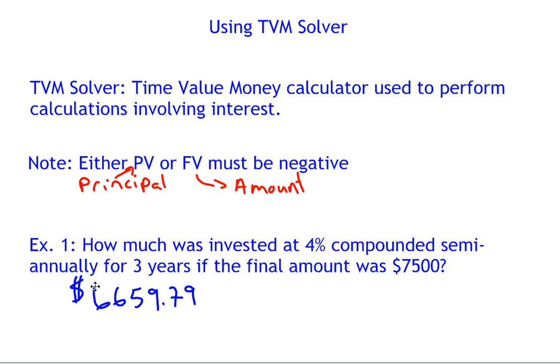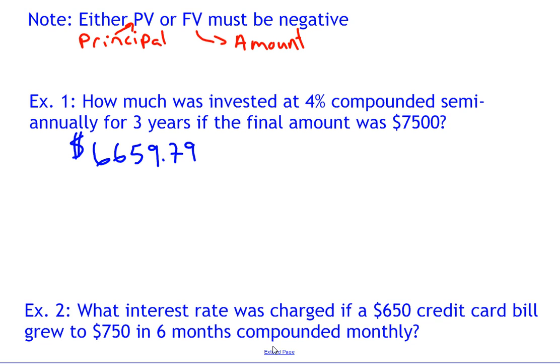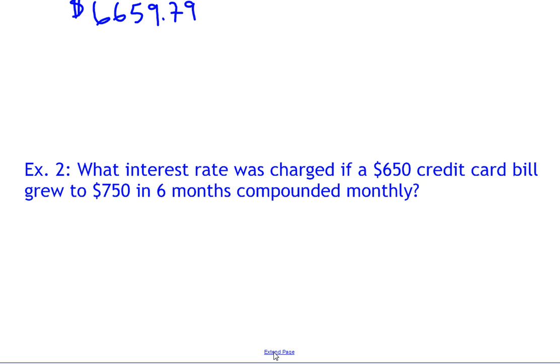Let's have a look at another example here. So in this example, the question is asking, what is the interest rate? So again, the TVM solver can be used for that. What interest rate was charged if a $650 credit bill grew to $750 in 6 months compounded monthly? So again, we'll go to the TVM solver. It might be worth actually listing some of these things so we can remember what they are. It's a $650 bill, so that's our present value.